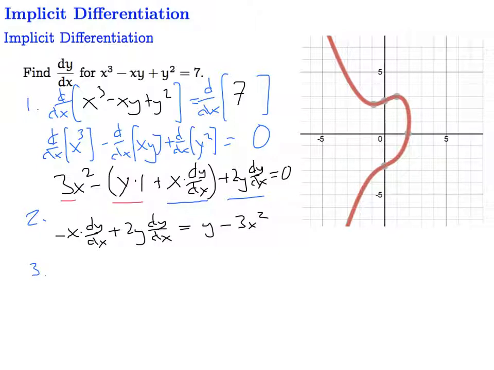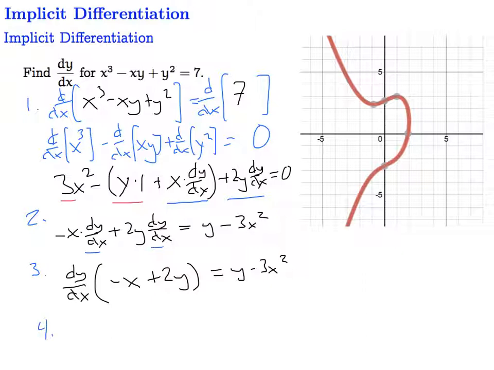The third step says we want to factor that dy/dx out. So we want to factor these terms out. What we're left with is dy over dx times negative x plus 2y, still equal to y minus 3x squared. Step 4 says we want to get dy/dx all by itself, so we need to divide. So we end up with dy over dx, that is our derivative, is going to equal y minus 3x squared all over negative x plus 2y.